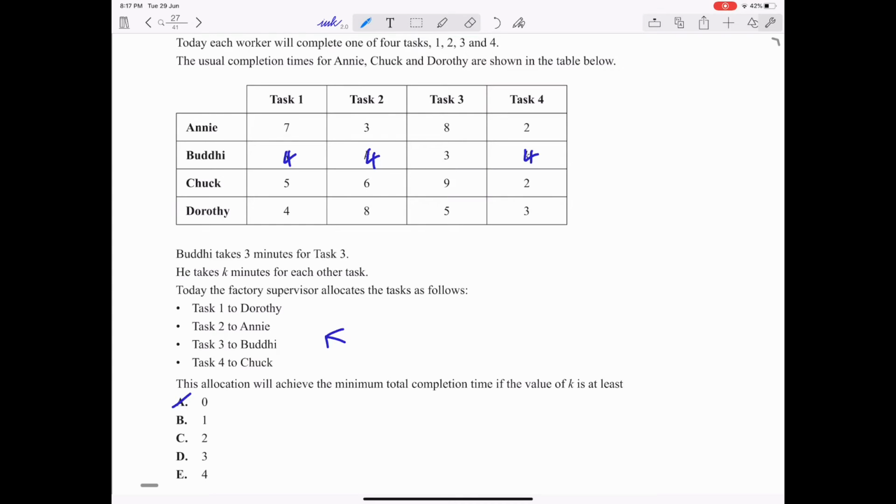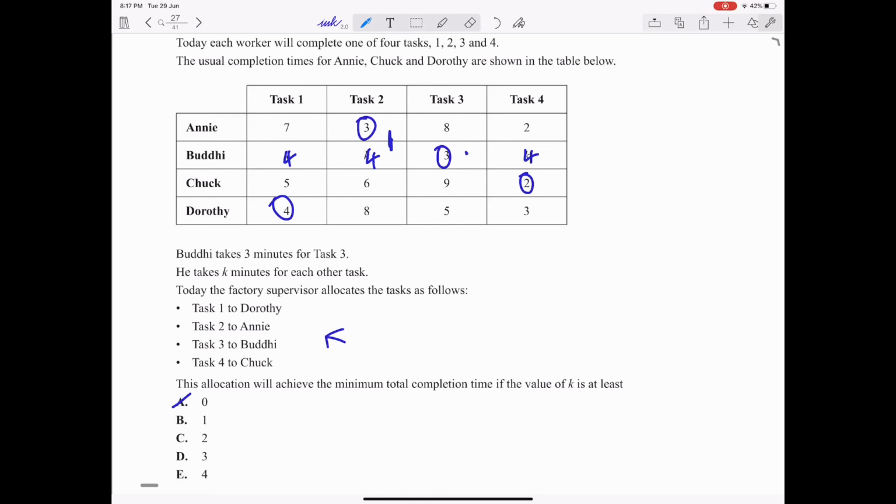So we know task 1 goes to Dorothy, task 2 to Annie, task 3 to Buddhi, task 4 to Chuck. So let's just look, initially, for the smallest. The smallest number should be in each column. That's currently the allocation. So 4 for Dorothy is the same as 4 for Buddhi, so that wouldn't make a difference in the completion time. For task 2, there is a difference of 1.